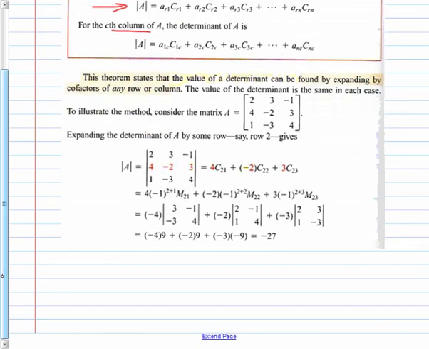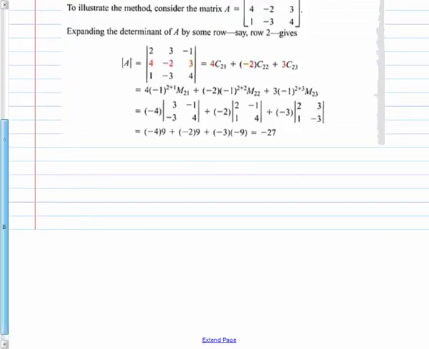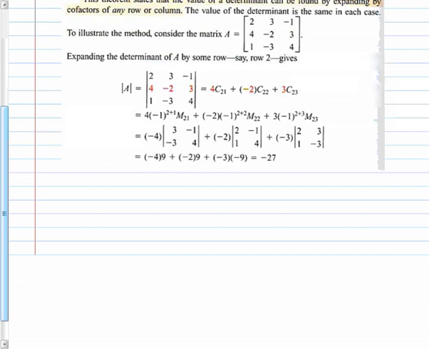So here's the example. If we are trying to find the determinant of this matrix up here, I say pick a row, pick a column. They decided to pick this row. So what we do to get the determinant is 4 times the first cofactor, row 2, column 1, plus negative 2 times the next cofactor, row 2, column 2, plus 3 times the next cofactor, row 2, column 3.